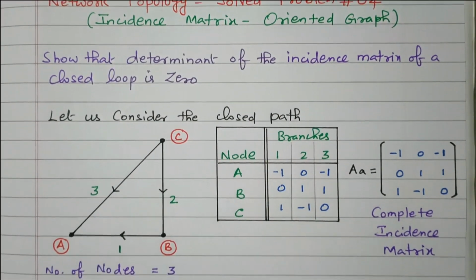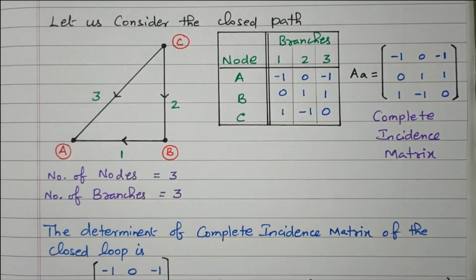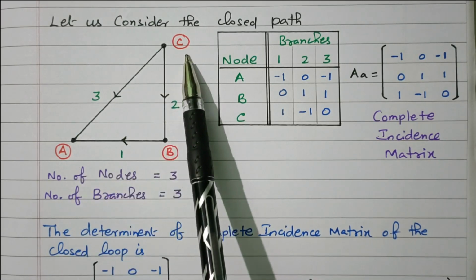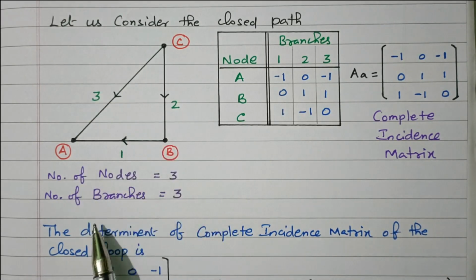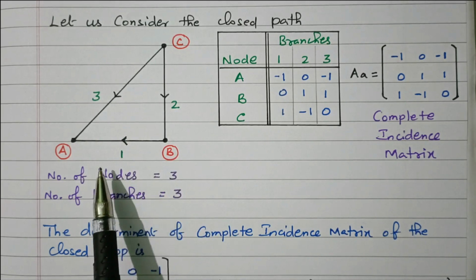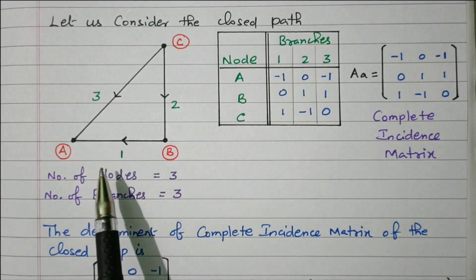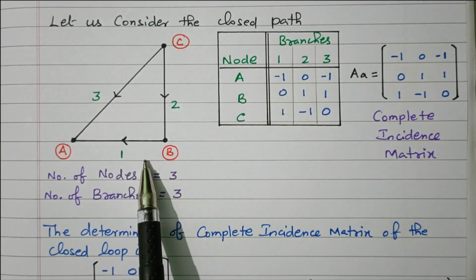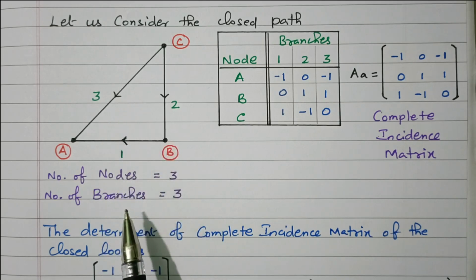Now consider this closed loop having 3 nodes A, B and C and 3 branches 1, 2 and 3. So this is called an oriented graph. In the network, the elements are replaced by straight lines, then the directions are marked. Only straight lines means graph; directions also available means oriented graph.